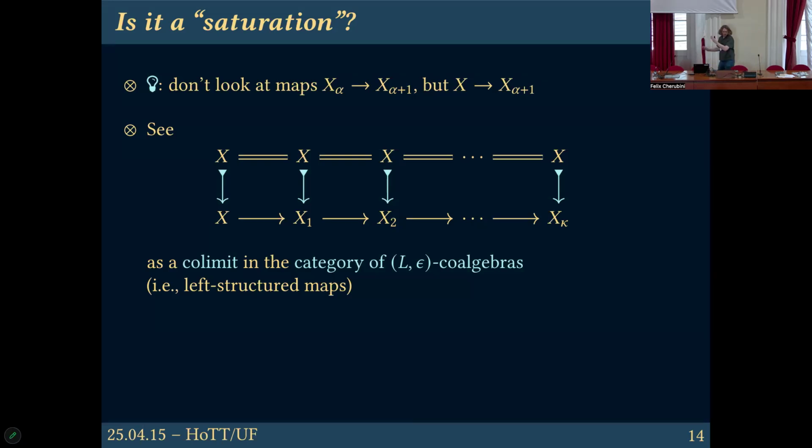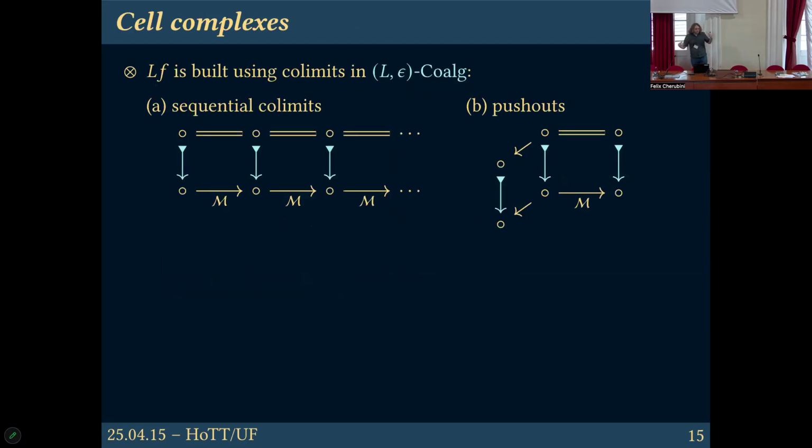And if you look at those maps and put them next to each other in a row, you get this diagram in the arrow category. And it turns out that those maps are always left maps. And moreover, they are equipped with L algebra structures such that this diagram is a diagram in the category of L algebras. So those squares are morphisms of algebras. And once we had that idea, we started to see the pattern.